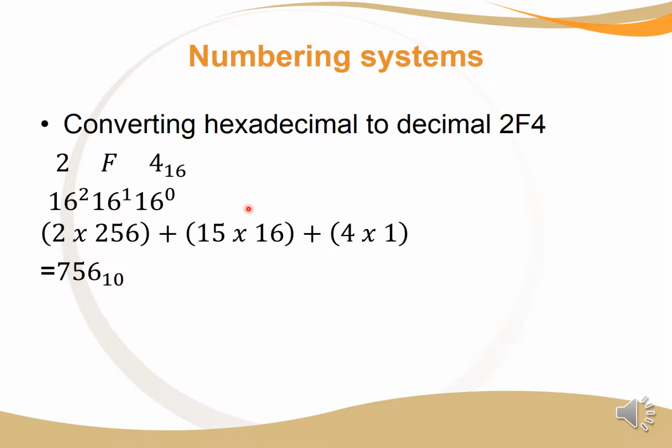So now converting hexadecimal to decimal. So we have 2F4 in hexadecimal. Now if you see a letter in a number, it's hexadecimal. So we write down the power of 16 because we have a base of 16. So here we have 2 times 256, because 16 squared is 256. Then 15 times 16 plus 4 times 1. And the answer is 756 in decimal.